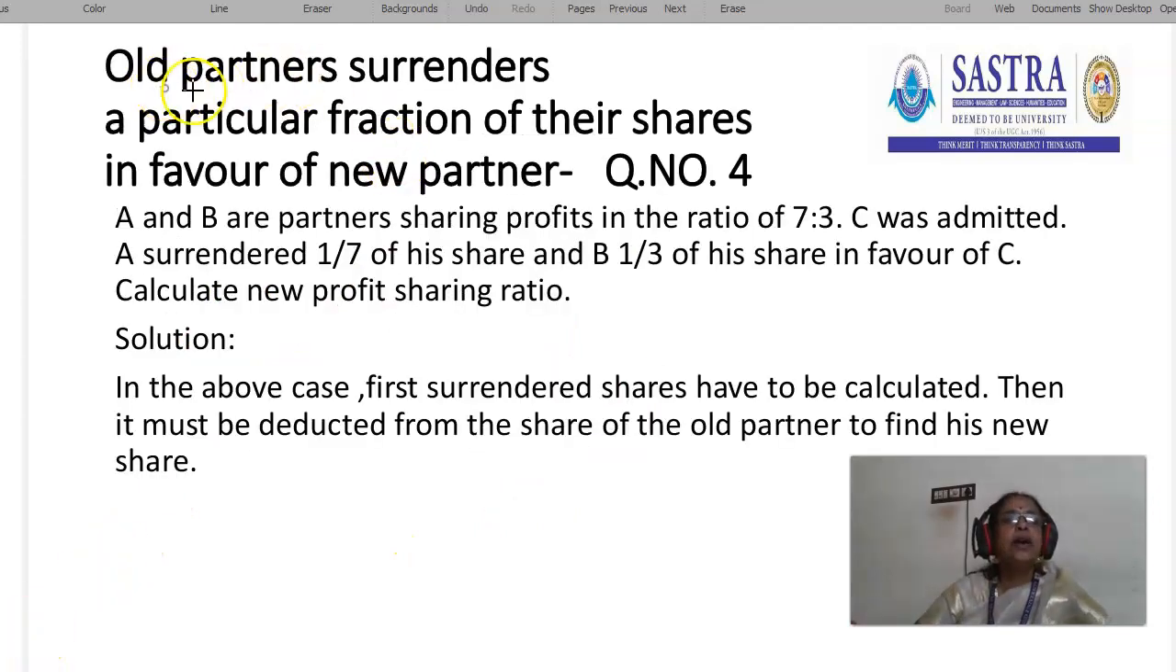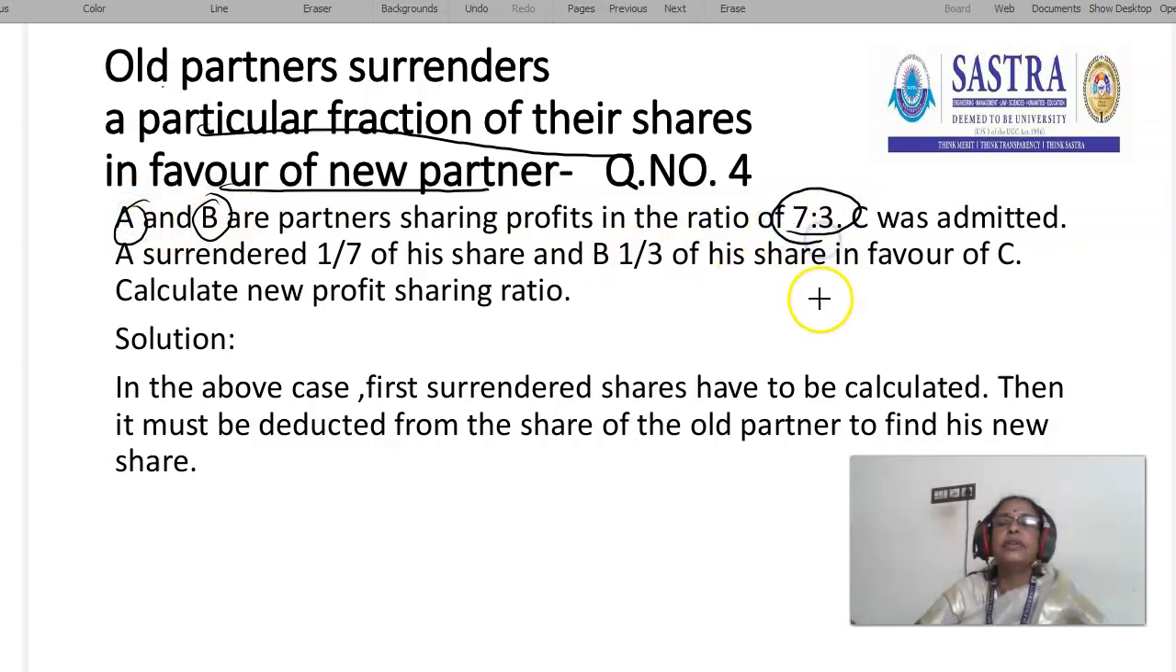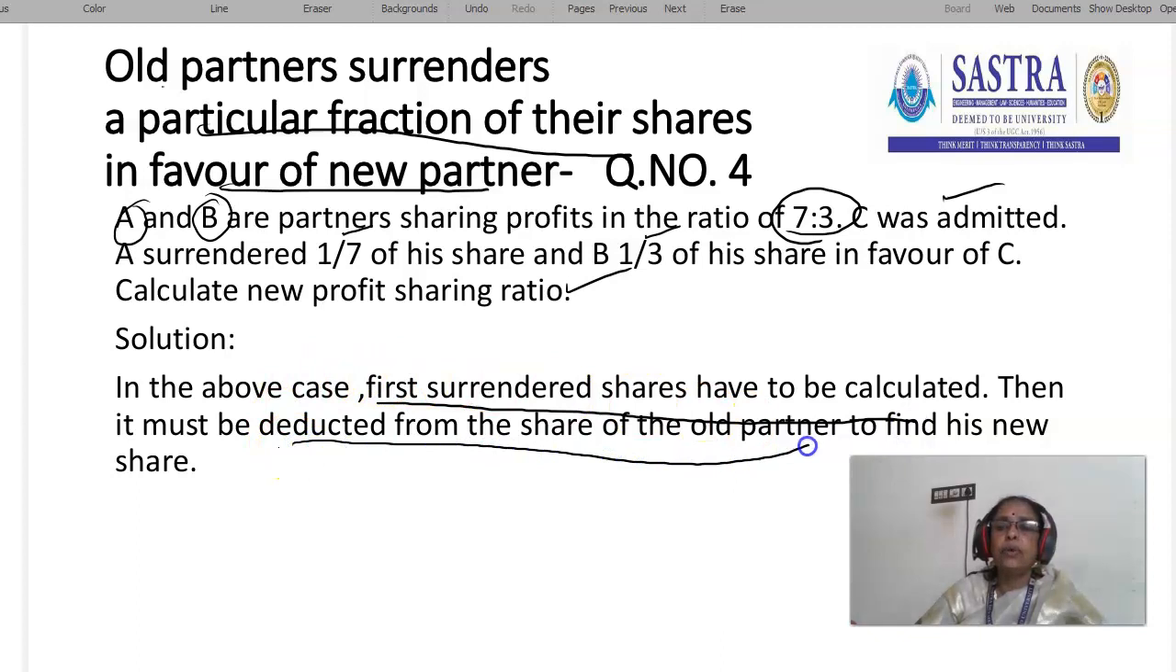The next case is where old partners surrender a particular fraction of their shares in favor of the new partner. A and B are old partners and their old profit sharing ratio is 7 is to 3. C was admitted. A surrendered 1/7 of his share, B surrenders 1/3 of his share in favor of C. Calculate new profit sharing ratio. In the above case, first the surrendered shares have to be calculated, then they must be deducted from the share of the old partner to find the new share.